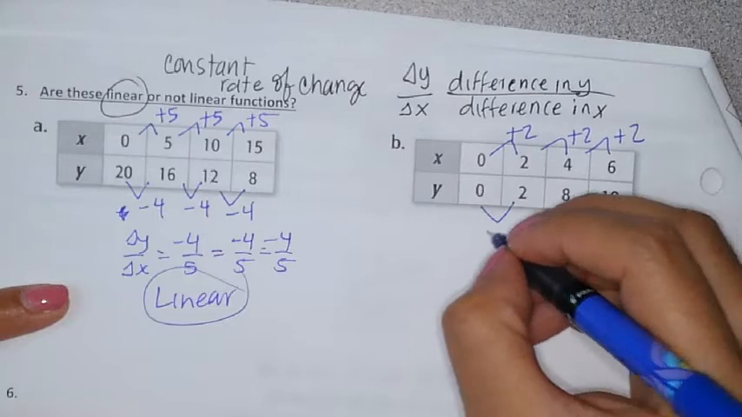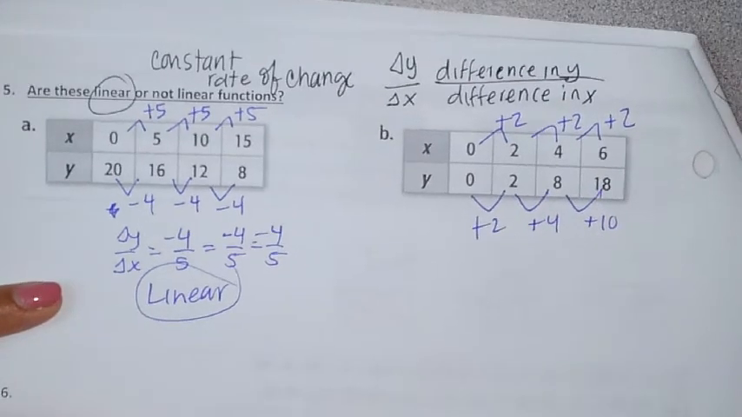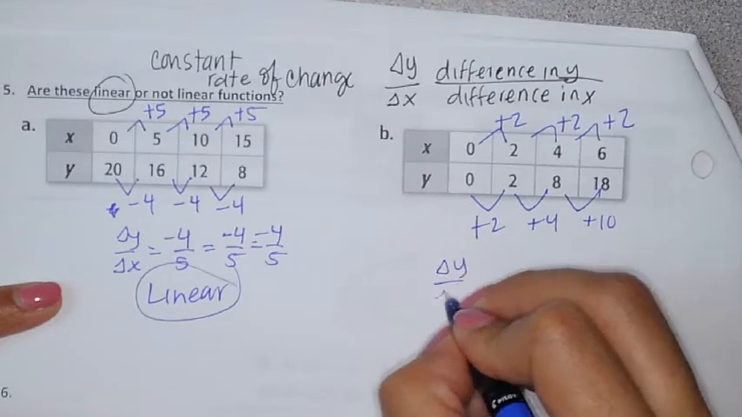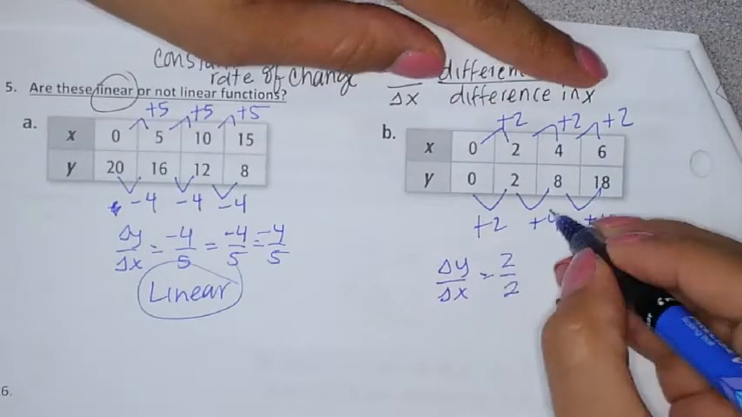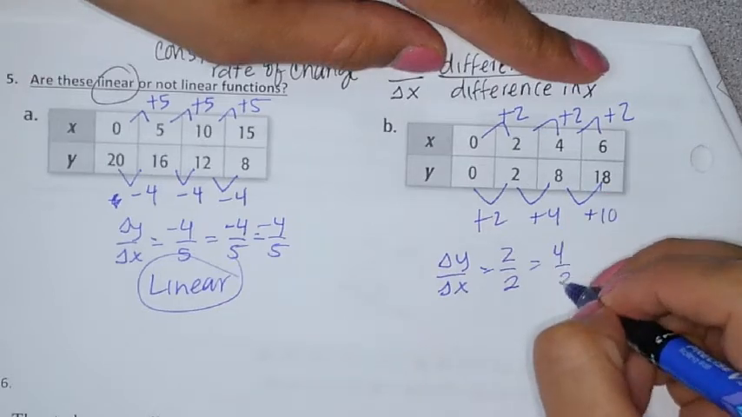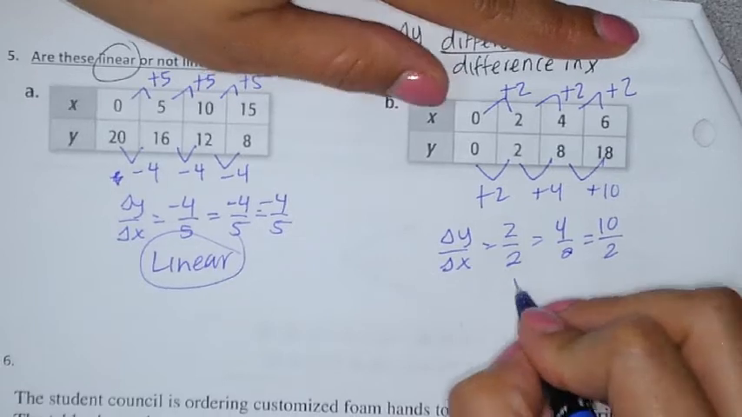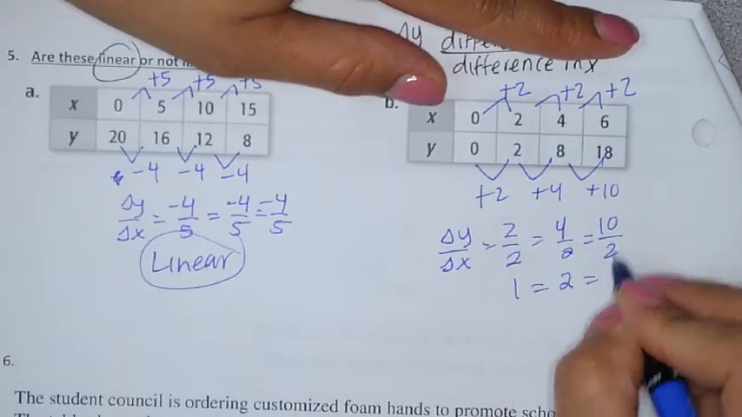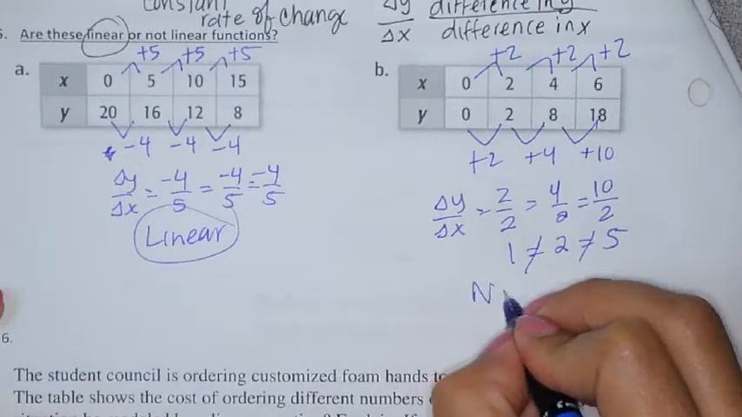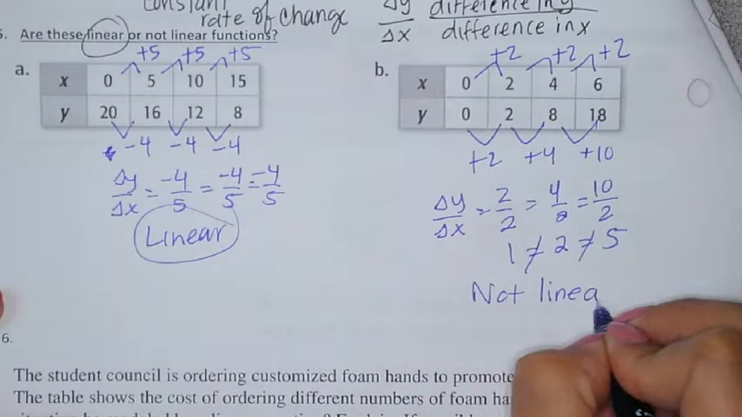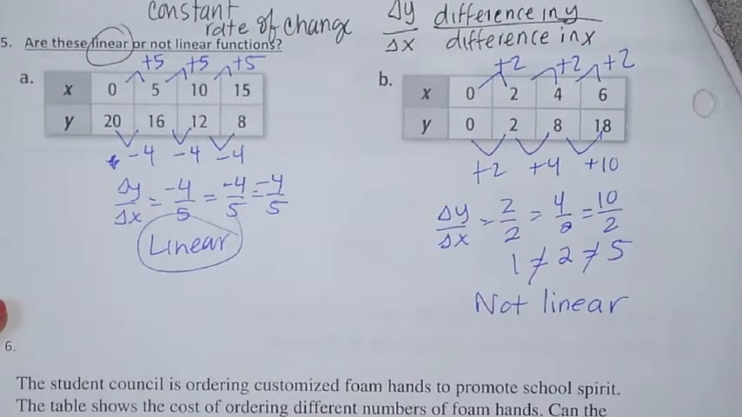Over here is going to be plus 2, plus 4, plus 10. Difference in y's over difference in x's is going to be 2 over 2, 4 over 2, and 10 over 2. This is 1, this is 2, this is 5. These are not the same, so this would be not linear. So if the ratios of the differences are not the same, not linear.